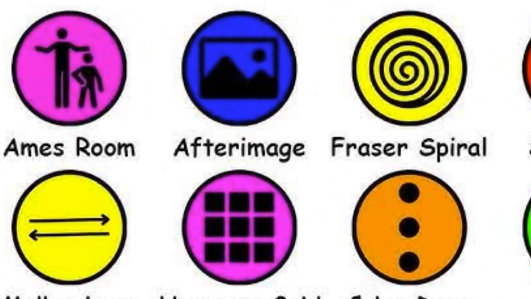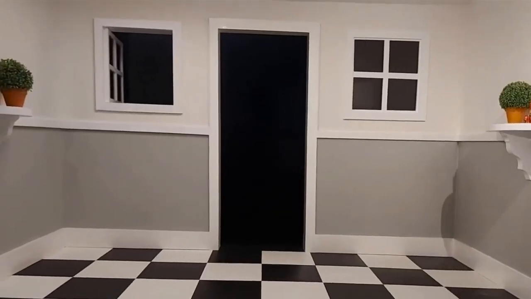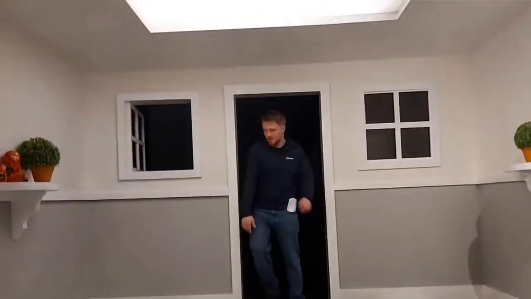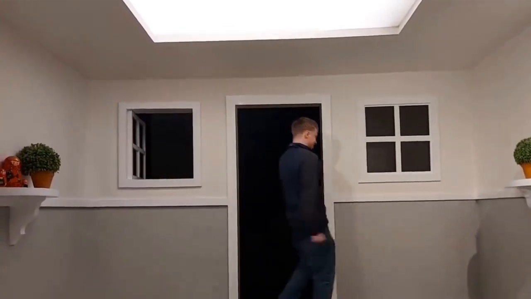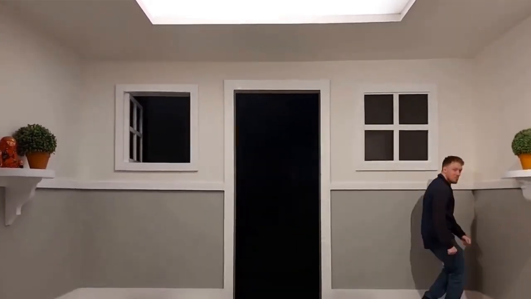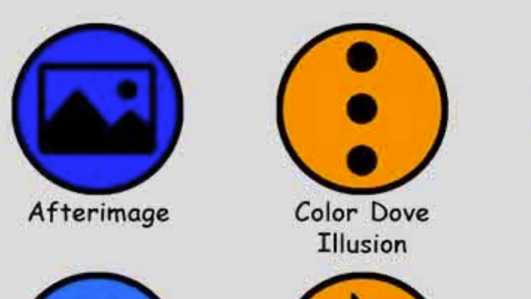Number 2. Ames room. In an Ames room, things aren't as they seem. Though both sides have the same height, the clever design makes one side appear smaller, while the other seems larger. It's all about perspective.